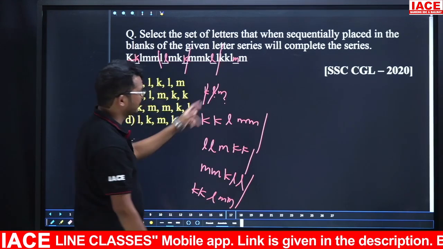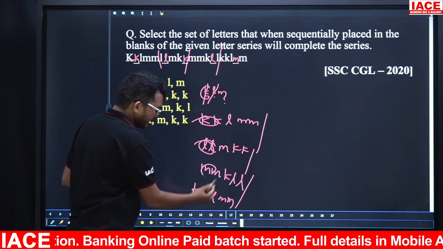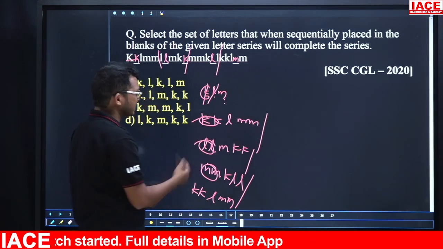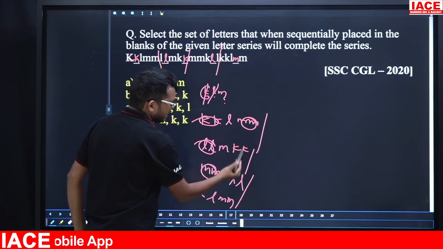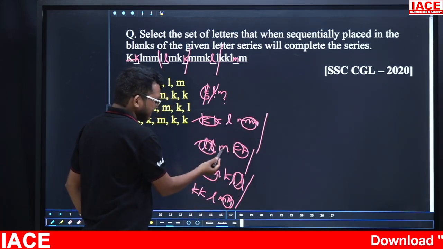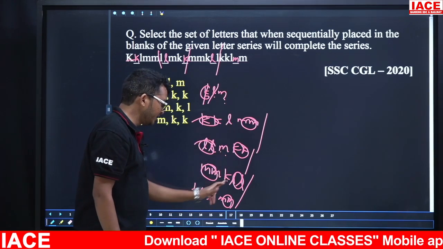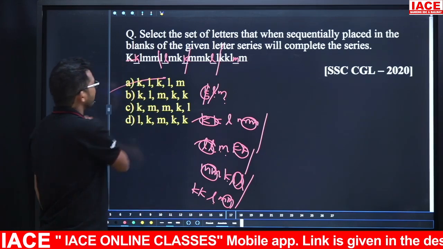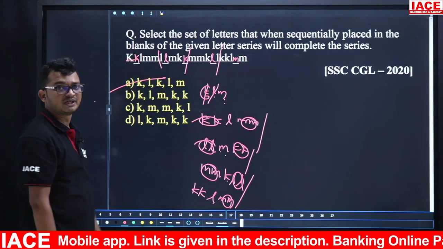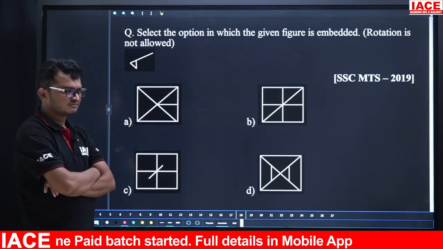That means the sequence is KLM. First K 2 times, next L 2 times, next M 2 times, again K 2 times. Next, M 2 times, K 2 times, L 2 times, again M 2 times. But here L, M, K, L. Here one letter L, next M, next K, next again L. So by substituting option A only, we get this series repeating. So the answer is option A. Take next question. Your time starts.